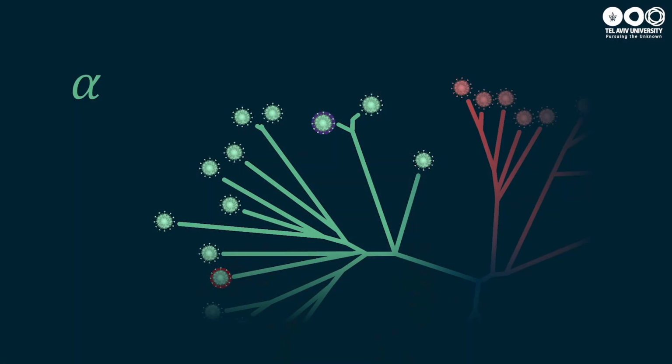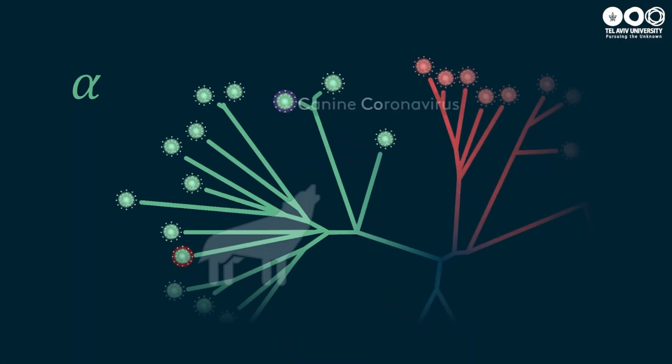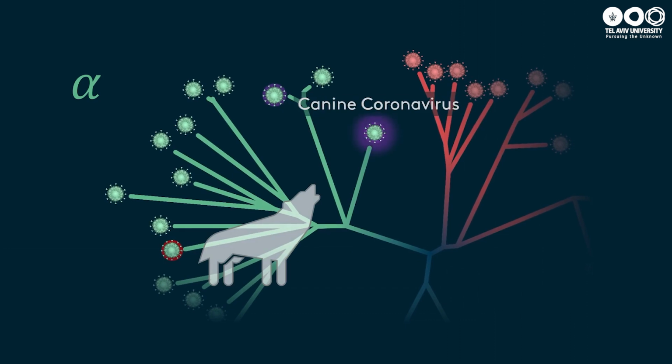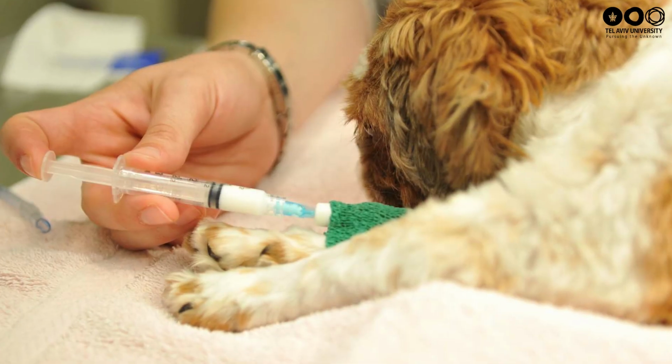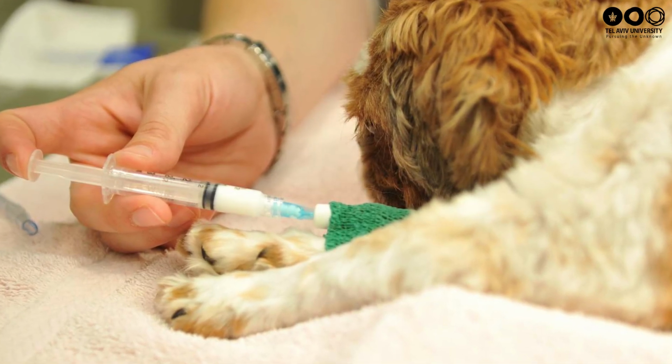Dogs also suffer from alpha coronaviruses. Canine coronavirus was discovered in 1971. This virus causes damage to the lining of the intestines, leading to vomiting and diarrhea. A killed virus vaccine has been available since the 80s, and although it does reduce serious disease, it does not afford protection from recurrent infection and subsequent transmission.